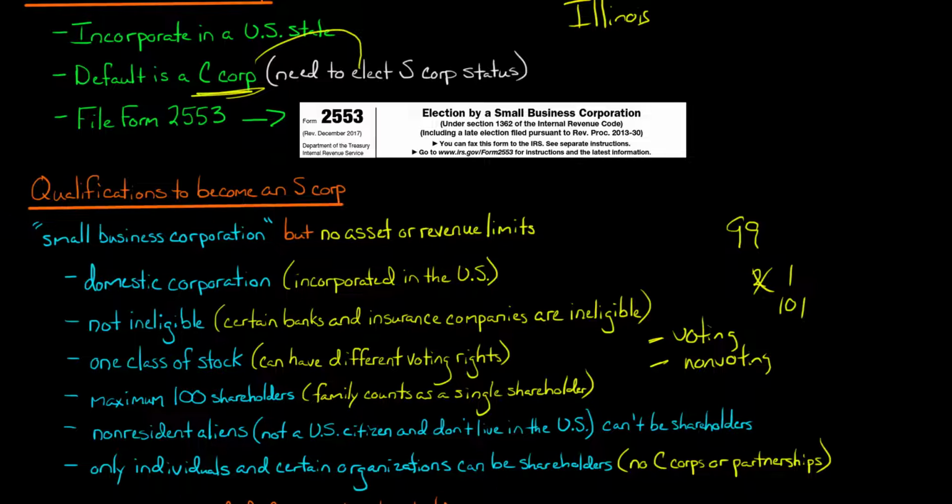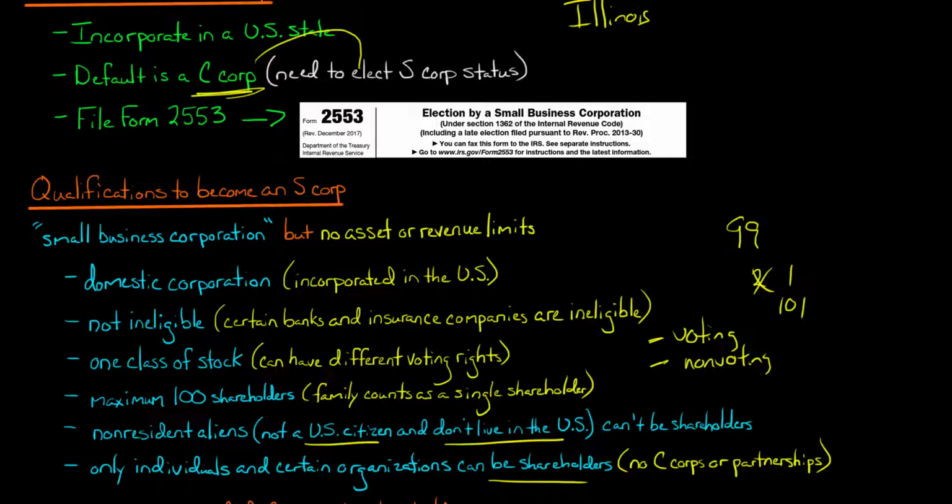Now, a non-resident alien cannot be a shareholder in an S corp. Okay, what is a non-resident alien? It's someone who's not a U.S. citizen. They do not live in the United States. Okay, so if they're not a U.S. citizen, they don't live in the U.S., they cannot be a shareholder in an S corp. Okay, and only individuals and certain types of organizations, I won't go through all the different types of organizations, we'll talk about that in another video, can be shareholders.